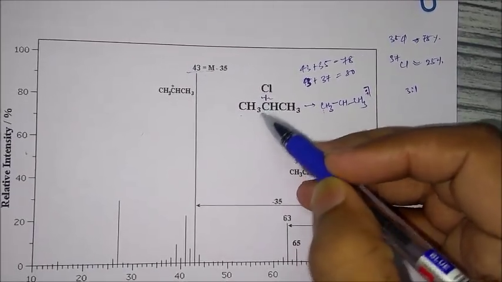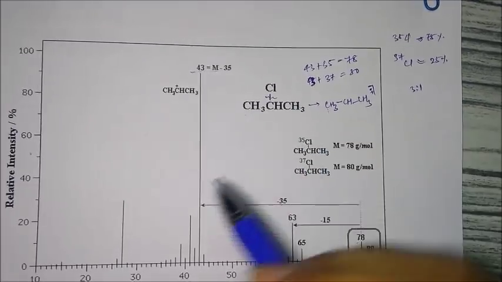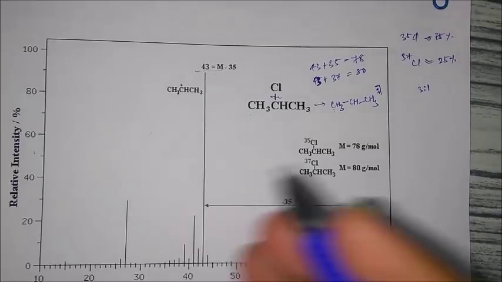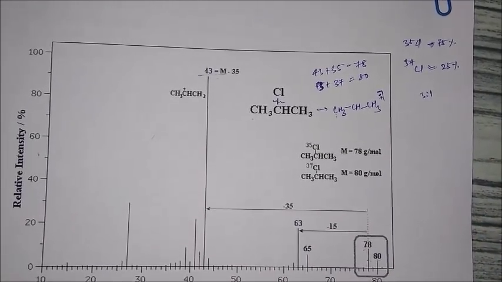You can just break the molecule into different pieces, add up the masses, and check whether you are getting a peak at that place or not. Okay, so this is mass spectrometry. This is the basic of it.